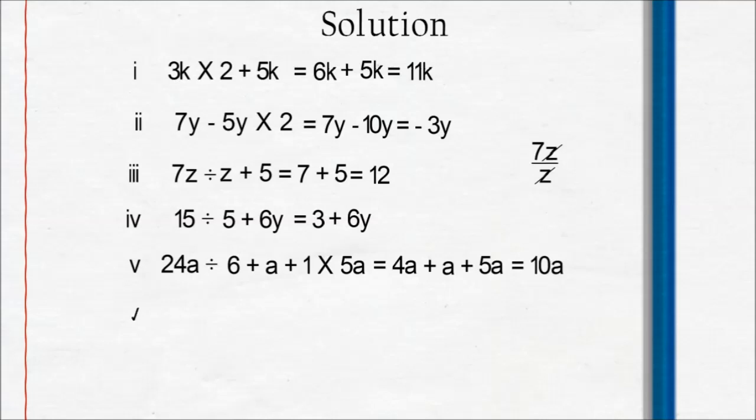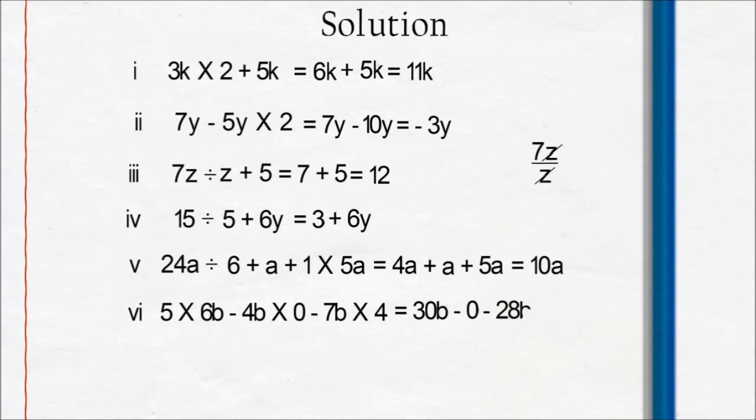Number 6, 5 multiplied by 6b minus 4b multiplied by 0 minus 7b multiplied by 4. So in this case, we have multiplication operations in 3 places. So we'll do all the multiplications first. So we have 5 multiplied by 6b to give us 30b, then 4b multiplied by 0 to give us 0, and then 7b multiplied by 4 to give us 28b. So in the end, we have 30b minus 0 minus 28b. So 30b minus 28b leaves us with 2b.